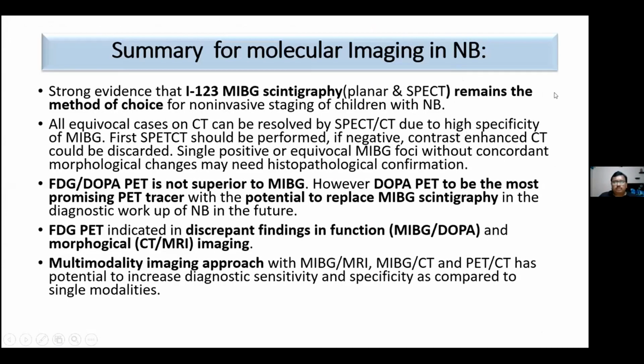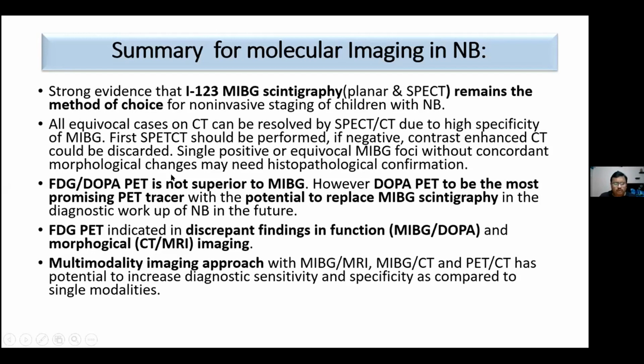Summary for neuroblastoma: there is strong evidence that I-123 MIBG scintigraphy, planar and SPECT, remains the method of choice for non-invasive staging of children with neuroblastoma. We don't do I-123, we do I-131. All equivocal cases on CT can be resolved by SPECT CT due to the high specificity of MIBG. First SPECT CT should be performed. If negative, contrast enhanced CT could be discarded. Single positive equivocal MIBG foci without concordant morphological changes may need histopathological confirmation.